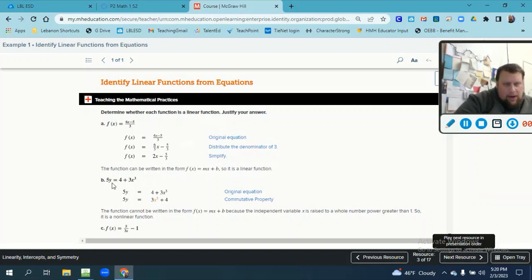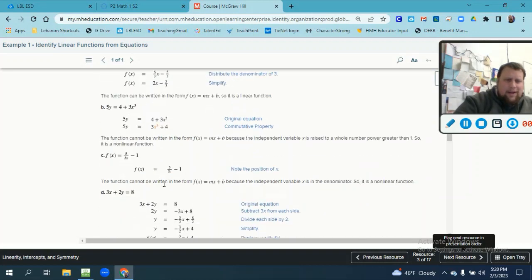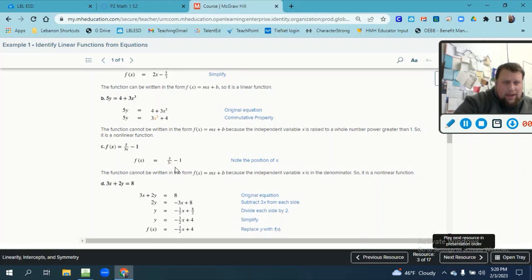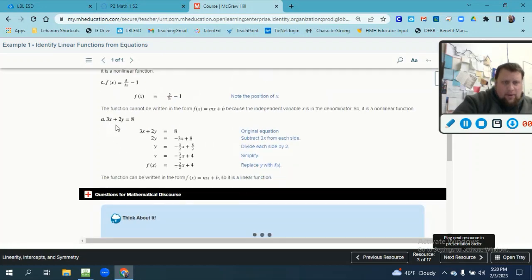The same way right here for b, notice right away, guys, this is a non-starter. As soon as there's an exponent that's not 1, which you don't see if there's always an exponent of 1 on x, it's nonlinear. Right here, we see x in the denominator. That's not going to work. It's done, nonlinear. Right here, this is in standard form. The ax plus by equals c, that can be made to be y equals mx plus b, so that is a linear function. Okay.